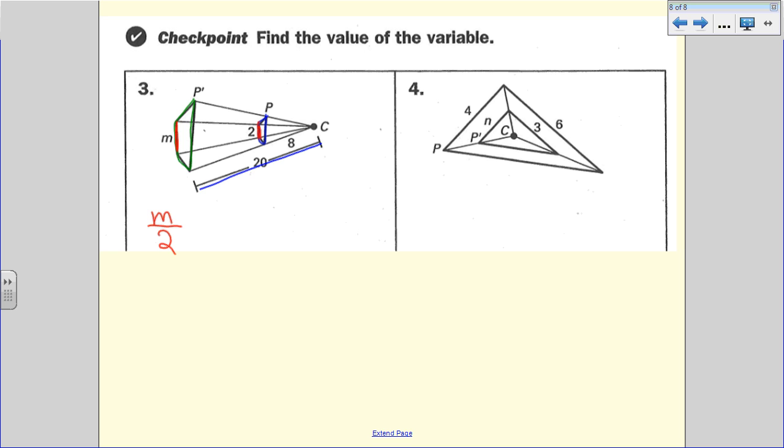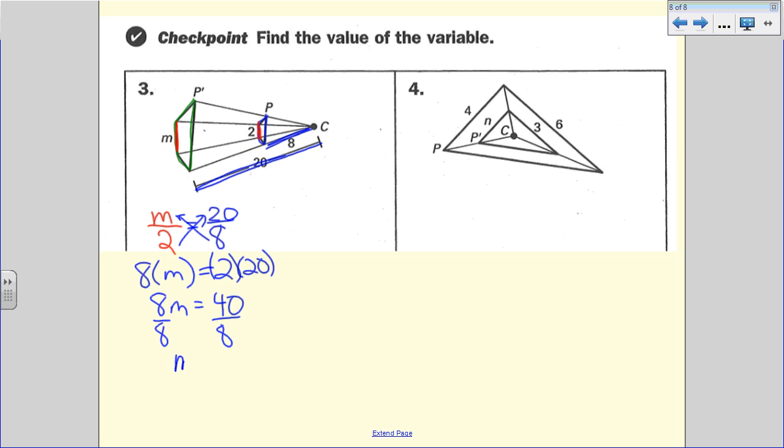They give me 20 and 8. Well, C all the way out to 20 is your new figure. 8 is on the original. So this is my ratio. M to 2 equals 20 to 8. If we cross multiply, we have 8 times M equals 2 times 20. We have 8M is equal to 40 when you do that multiplication, and then divide by 8. And we get M is equal to 5.